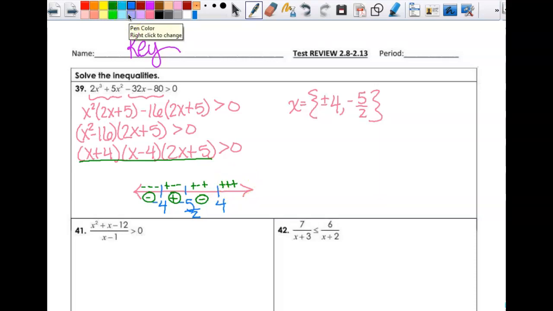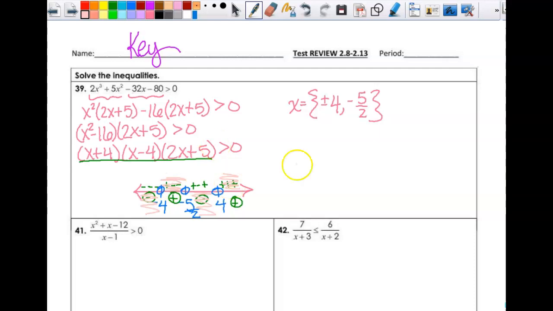Okay, I didn't put my points on my number line originally, so this is just greater than, not greater than or equal to, so these are all open. Then this is negative, positive, negative. I can do that, positive. Okay. And I need this to be greater than 0, so that's my positives.